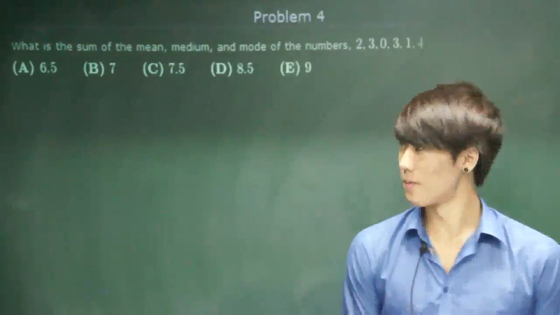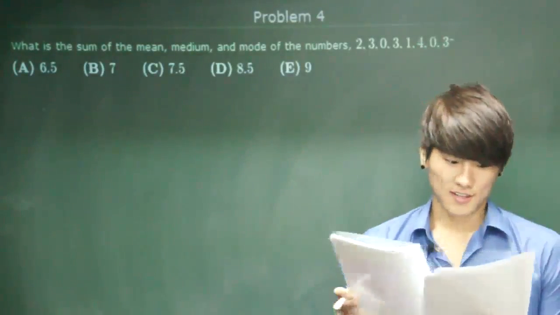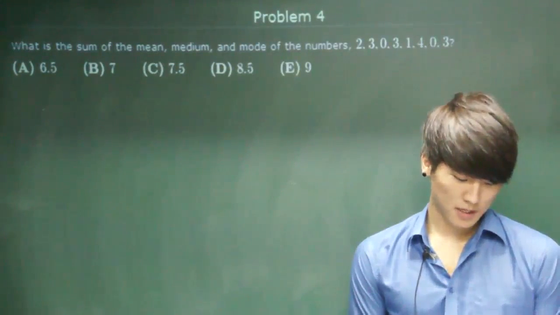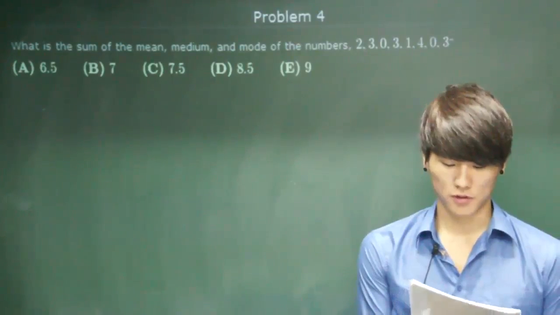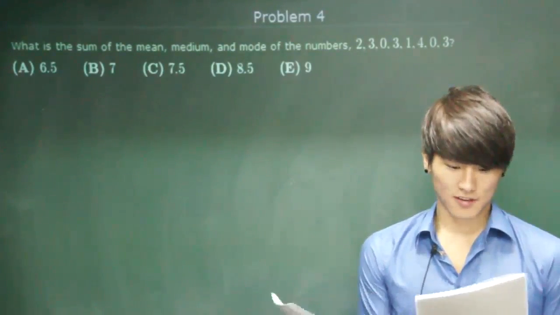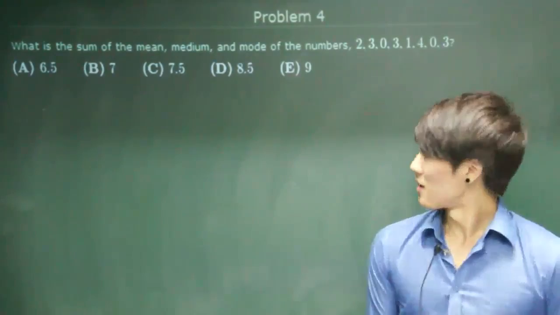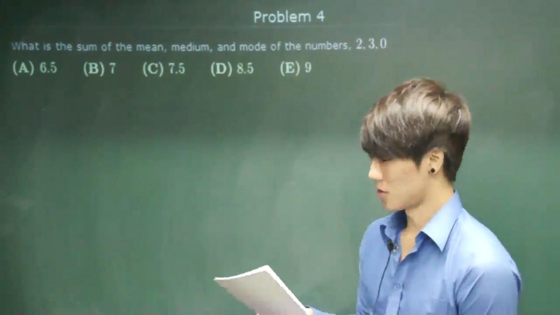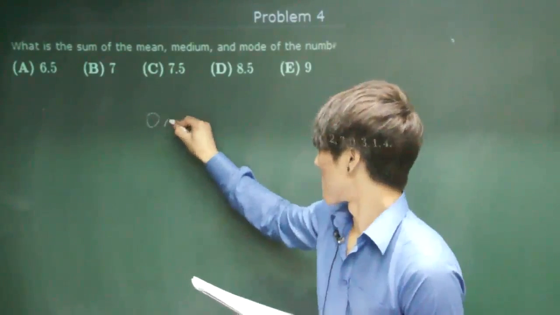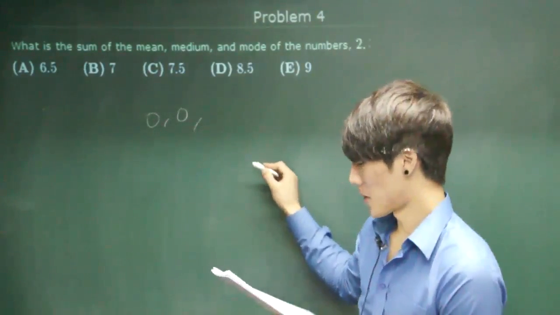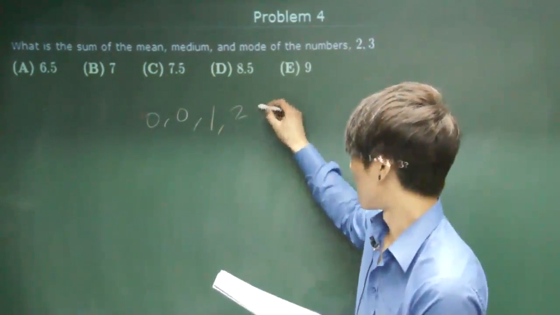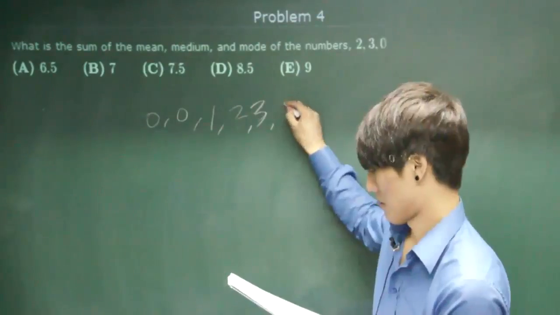Question number 4. This is a statistics question. What is the sum of the mean, median, and mode of the numbers 2, 3, 0, 3, 1, 4, 0, 3? When you get these kinds of numbers, always remember to put them in order, because that way you can find the mode and the median more easily.